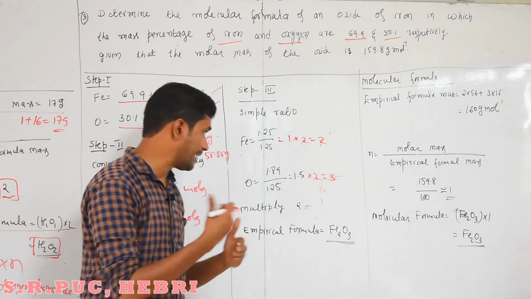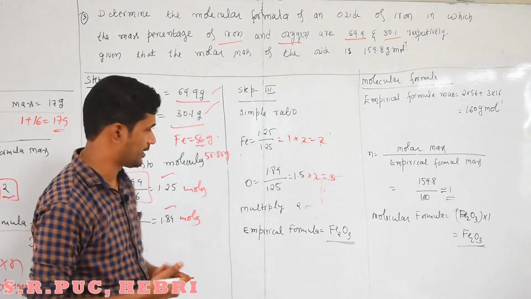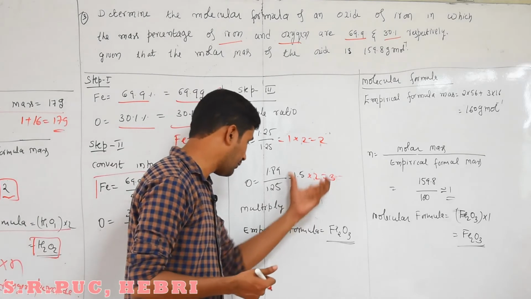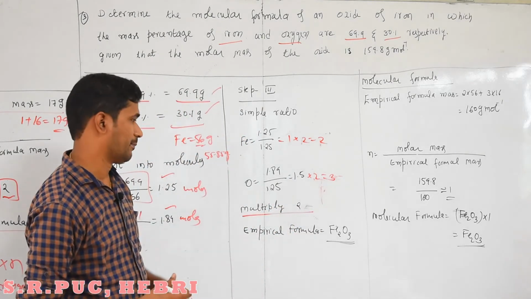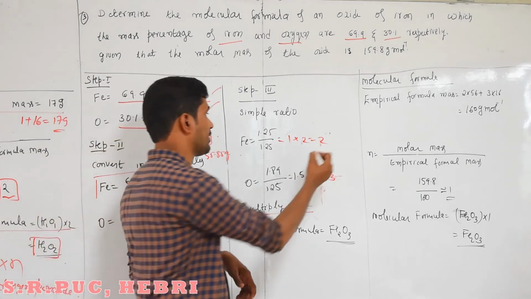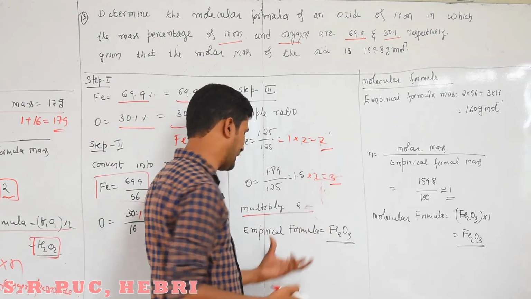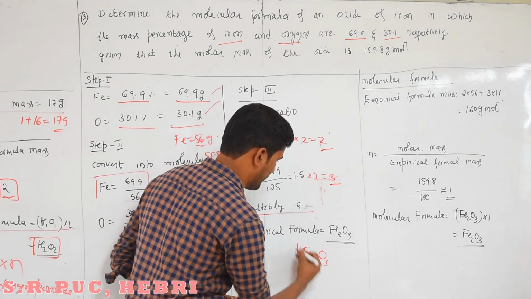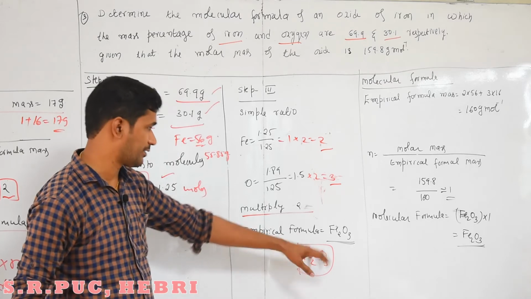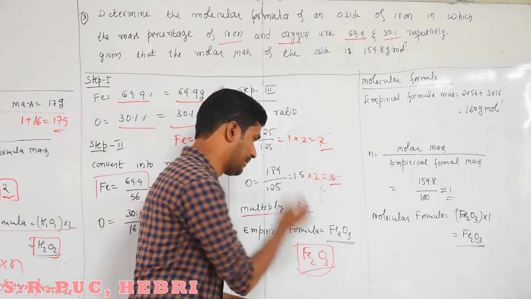So you go on multiplying these fractions by a whole number till you get a whole number. So now you got a whole number 2 and this is 3, and the empirical formula is very simple. Fe2O3. This is your empirical formula.